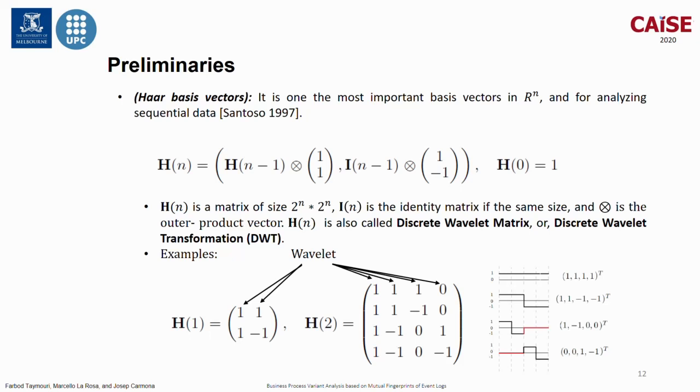It is because each column is a wave-like oscillation with an amplitude that begins at 0, increases, and then decreases back to 0, as you can see at the right part of the slide. This is why the Haar matrix is also called the discrete wavelet matrix or discrete wavelet transformation, or DWT.